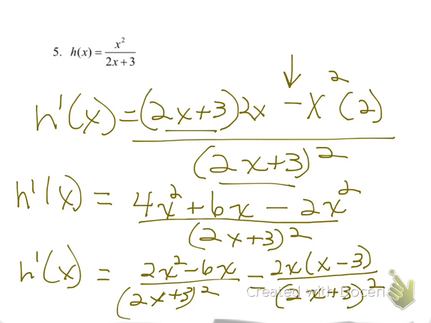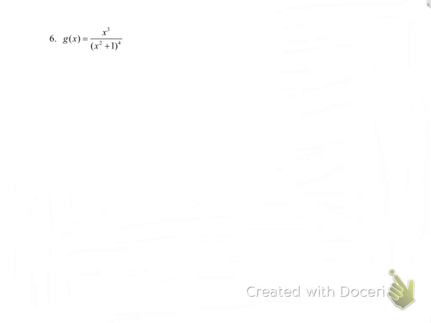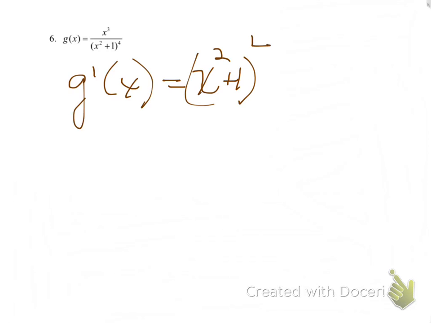So let's go on to question number 6, which is another quotient. Okay, here's our next problem. So in order to get g prime of x, and let's change our color. Okay, so g prime of x equals low, x squared plus 1 to the 4th, d high, so that's going to be 3x squared, minus high, which is x cubed.